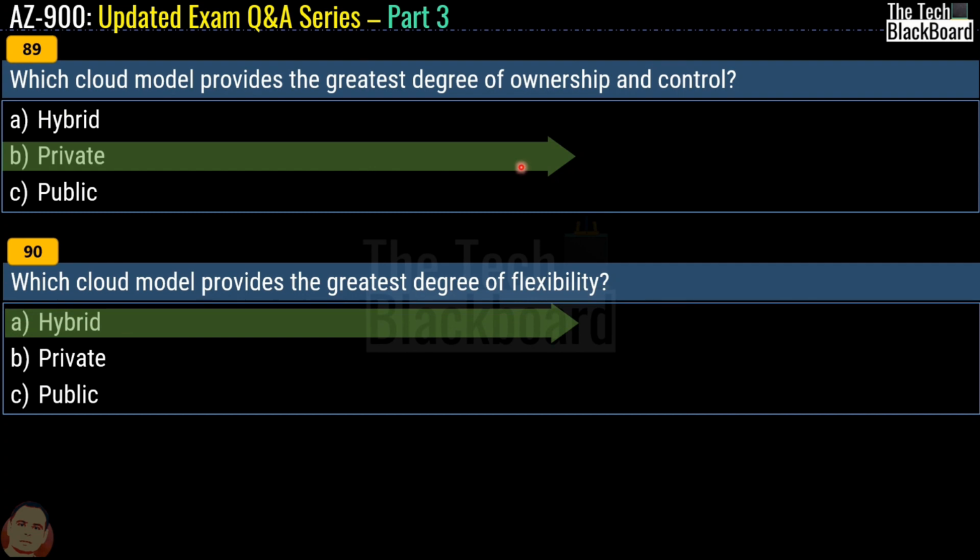Please mind the difference between both the questions. In question number 89, we were talking about the greatest degree of ownership and control. However, in question number 90, we are talking about the greatest degree of flexibility, and that's why we have chosen hybrid cloud. Hybrid cloud is a combination of both public and private cloud, and that's why it offers a greater degree of flexibility.